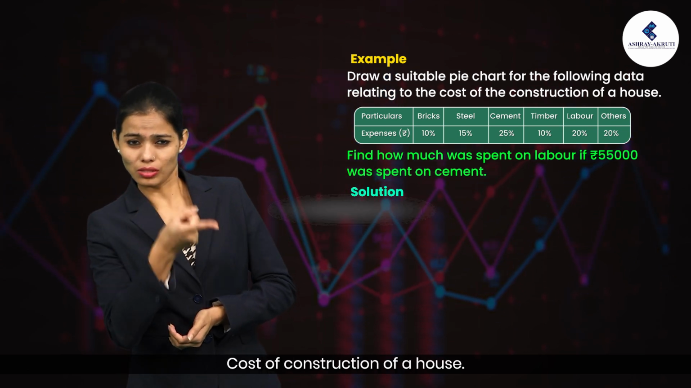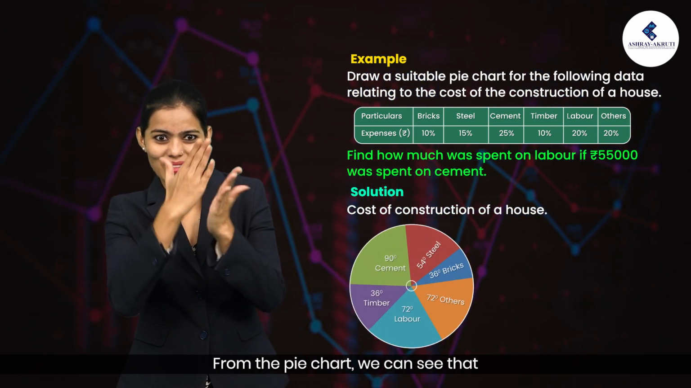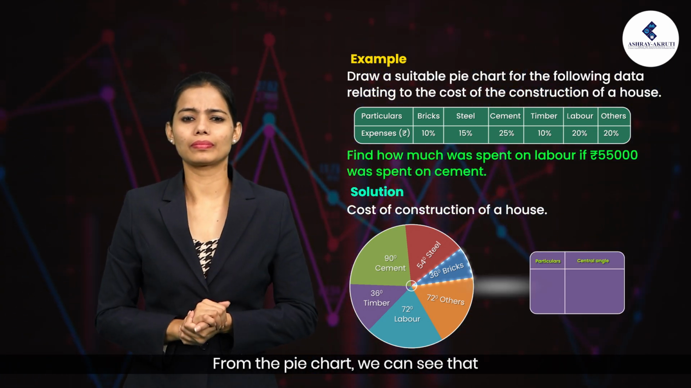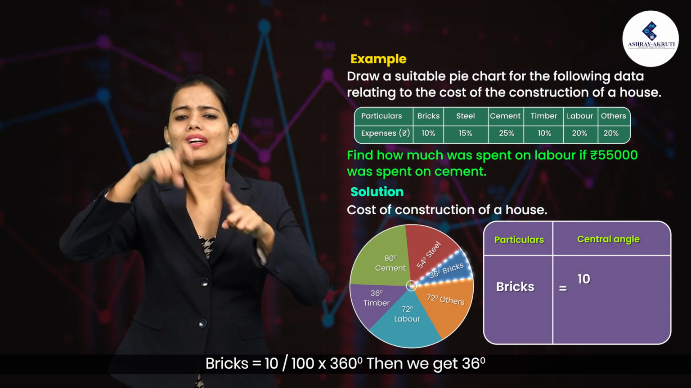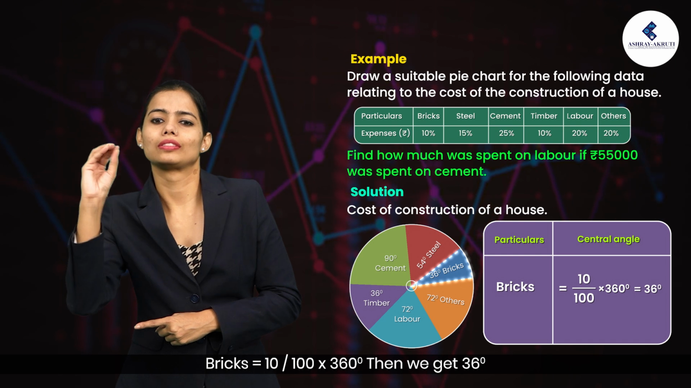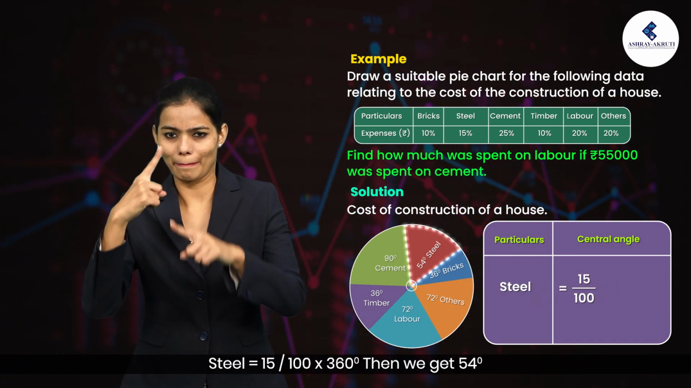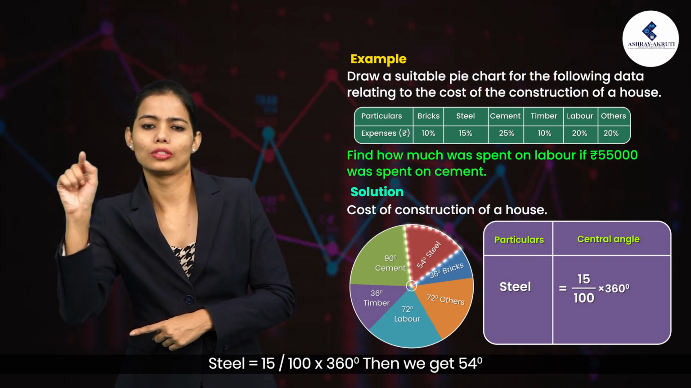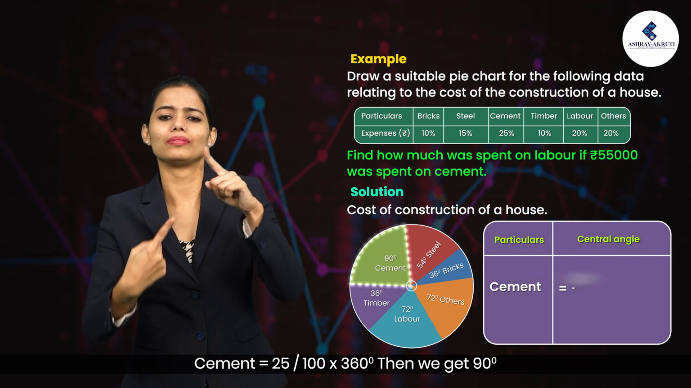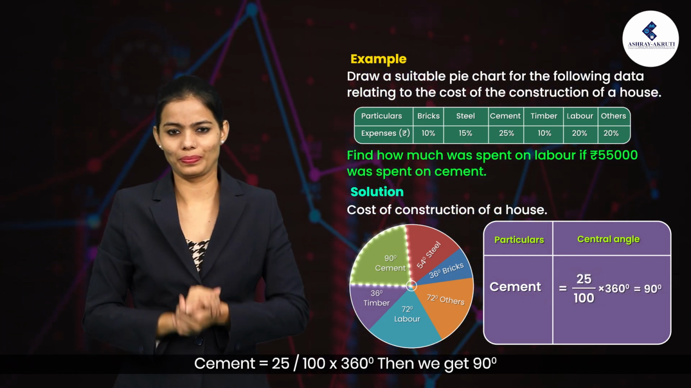Solution. Cost of construction of a house. From the pie chart, we can see that bricks is equal to 10 by 100 into 360 degrees. Then we get 36 degrees. Steel is equal to 15 by 100 into 360 degrees. Then we get 54 degrees. Cement is equal to 25 by 100 into 360 degrees. Then we get 90 degrees.